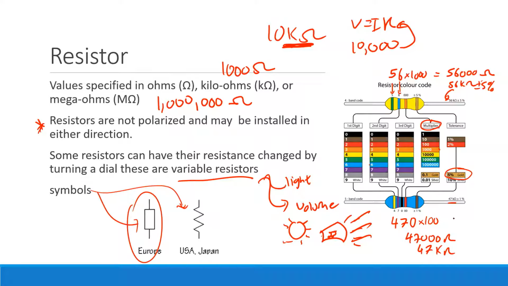Did I get it right? I got it right. And then we've got this brown, which is 1%, so plus or minus 1%. And that's the tolerance. So we know that it is very likely to be 47 kilo ohms. 1% of 47 is going to be 0.4. So it's 47 plus or minus 0.4.